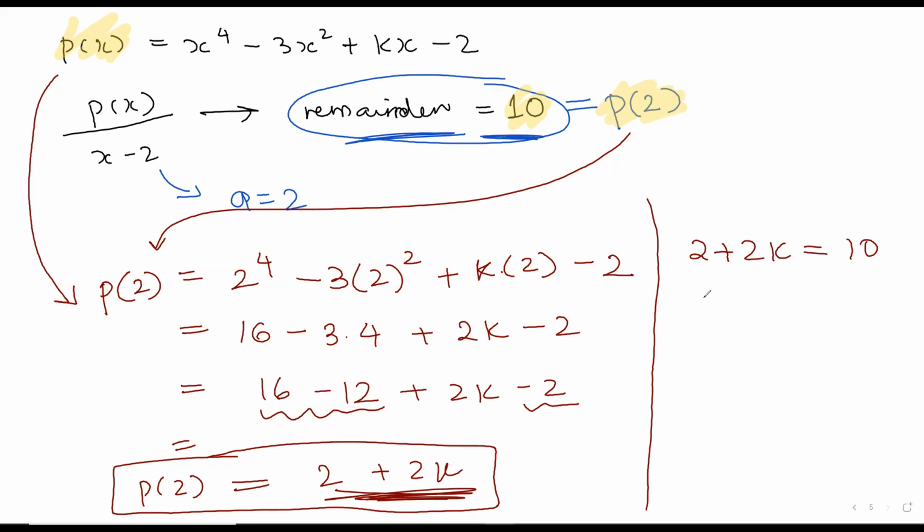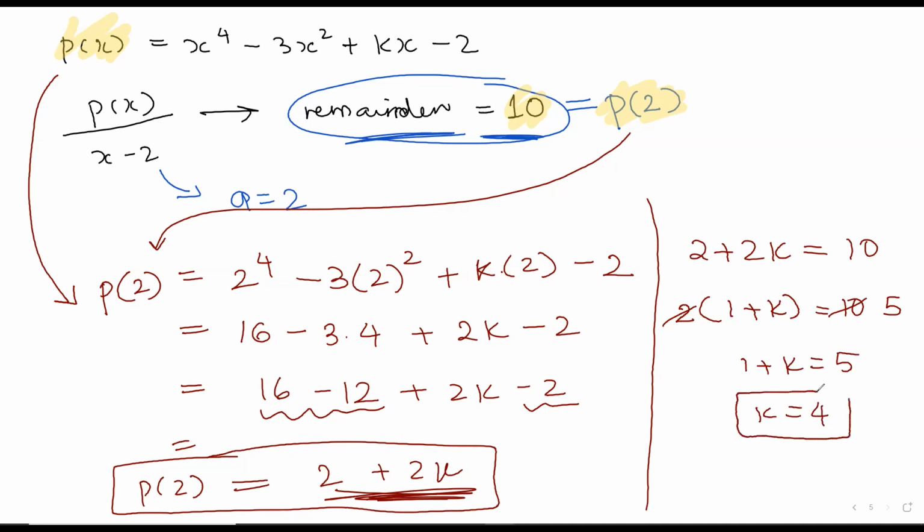Okay, so what we're going to do first is take 2 as common. Ma'am, 4. Very good. Yes, that's 4. So we can take 2 as common. This becomes 2 times 1 plus k is equal to 10. So this gets cancelled. So we have 1 plus k is equal to 5. So that means k is equal to 4. Hamna, is this clear? Yes, ma'am.